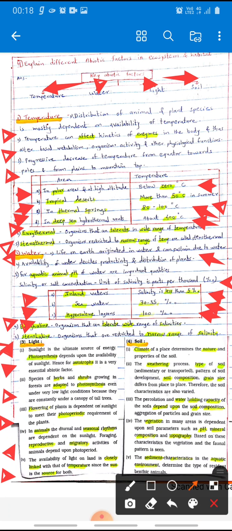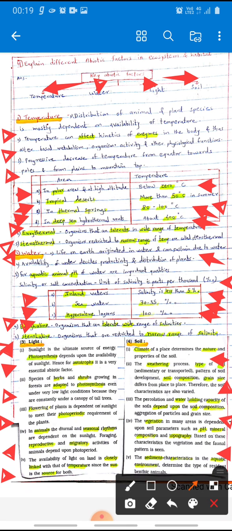The last abiotic factor is soil. The climate of a place determines the nature and properties of soil. The weathering process, type of soil and soil composition are different from place to place. The percolation and water holding capacity of soil depend upon soil composition.